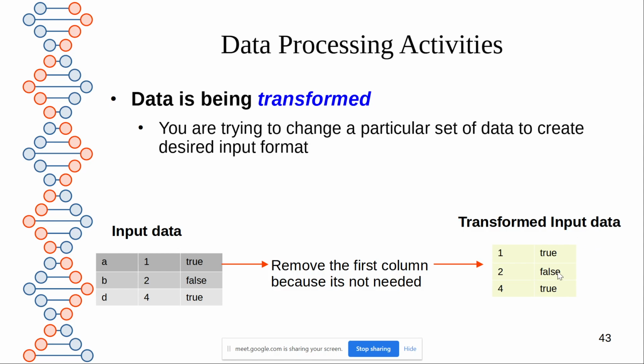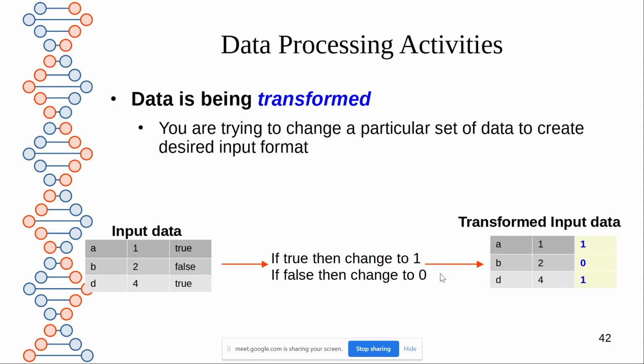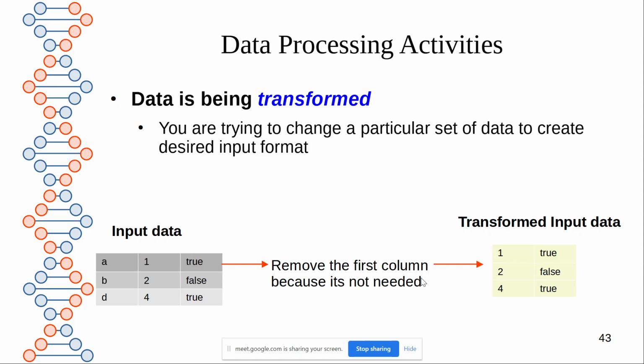After this transformation takes place, maybe you need to do one more transformation, because true, false, and true is also not accepted. So you go back and you apply this second formula. We say if true, then change it to 1, and if false, then change it to 0. So transformation can be followed by a transformation process. Are you understanding what is the difference between analytical process and transformation process?